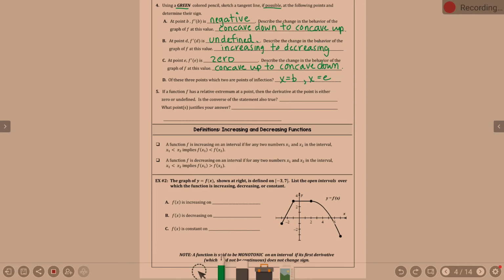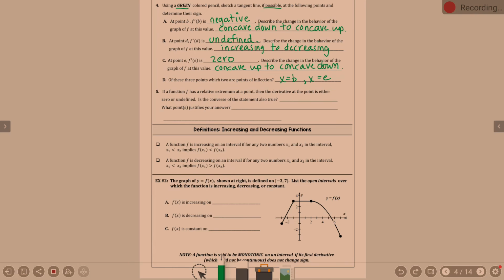If a function f has a relative extrema at a point, then the derivative at that point is either 0 or undefined. Is the converse of this statement also true? So if there is a min or a max, then the derivative at that point is either 0 or undefined. Okay, you're with that. Is the converse true?